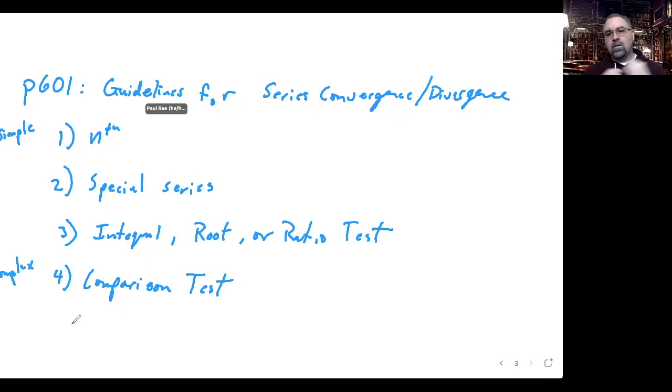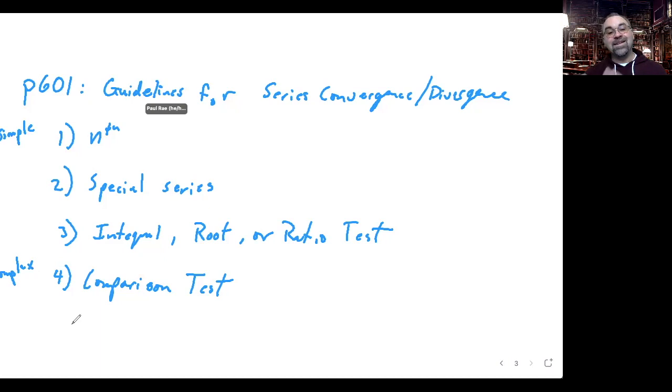All right. Well, the example there on 601 has series A through G, and just talks you through, okay, here's what you should probably be looking at to establish convergence or divergence for any of these series. I'm not going to go through that whole example. It's very nicely done there at the bottom of page 601.